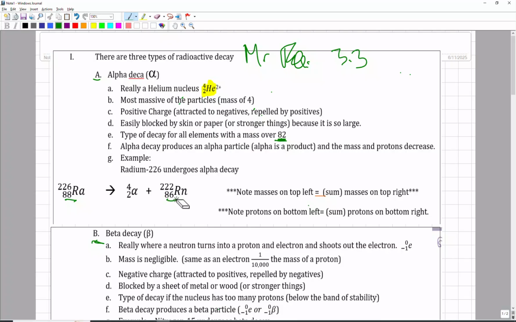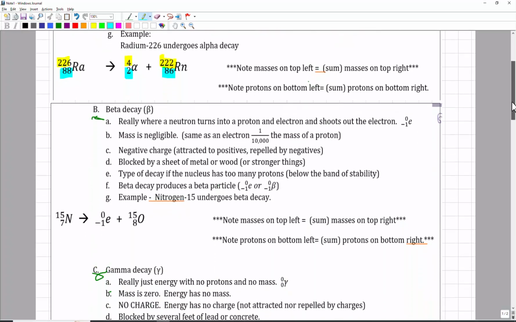Okay? So the masses are on the top left. So what we can look at here is 226 equals 4 plus 222. Okay? So that will always be true. 88 equals 2 plus 86. Okay? So those will always add up to be the same in every type of decay everywhere.